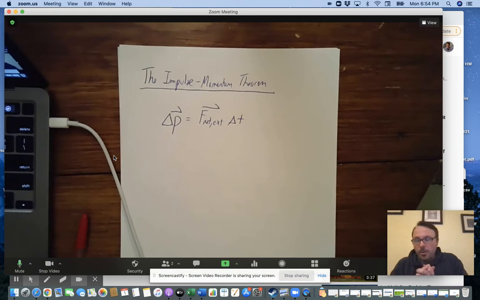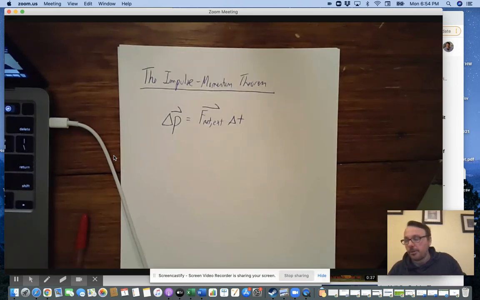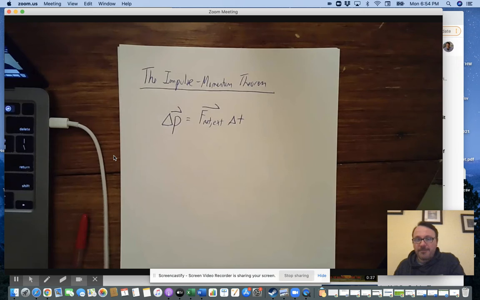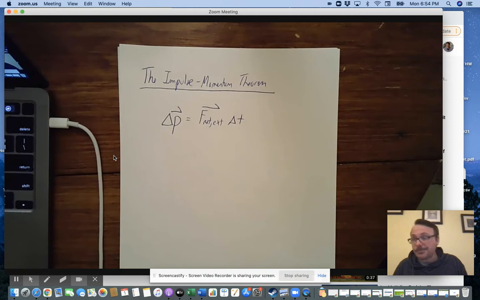So we're back. The impulse momentum theorem: delta P is equal to F net external delta T. We're going to do a little bit of tidying up on this notion and then go on to some applications. This part will be a little shorter than the last. So here we go. There's some detail missing here, so we need to add that detail.